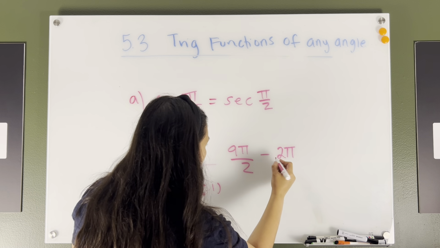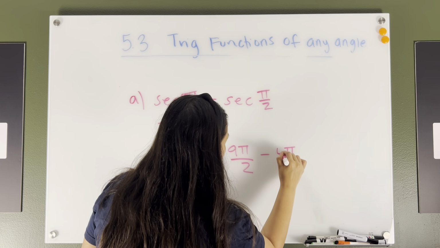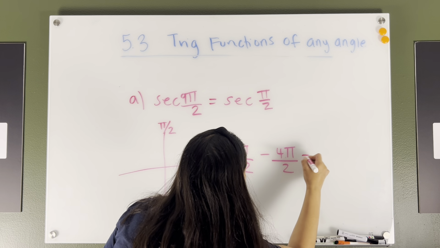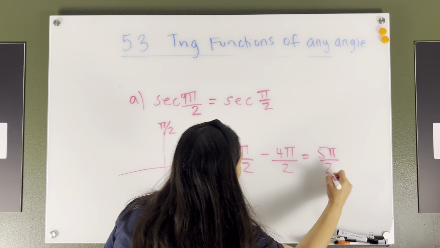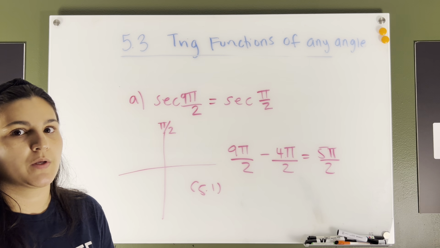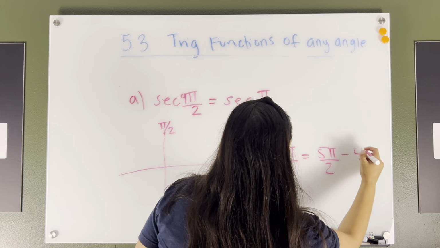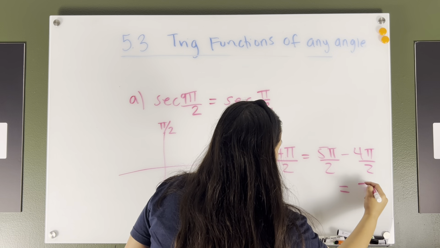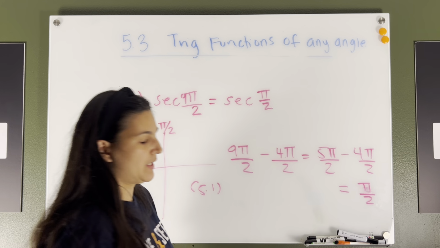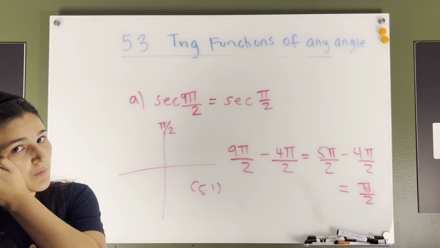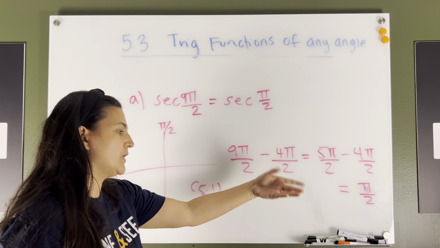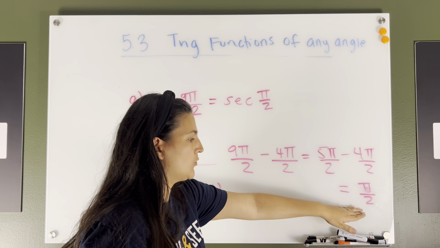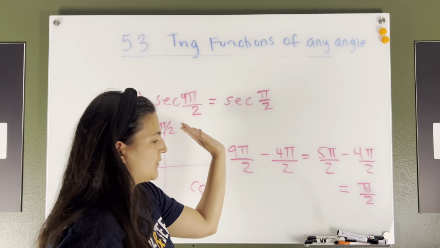So 2 pi, I'll rewrite that as 4 pi over 2, and if you were to do that, you would get 5 pi over 2. And you're like, hey, I could still take away 2 pi. I could take another 4 pi over 2 away, and it would be the pi over 2 that we were talking about before. Again, if you could do it logically yourself and figure out where it's located, great. If not, you can just take away 2 pi again and again until you get to a coterminal angle between 0 and 2 pi.